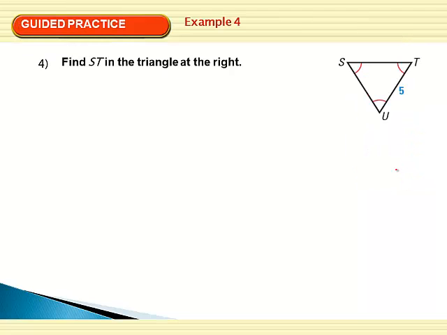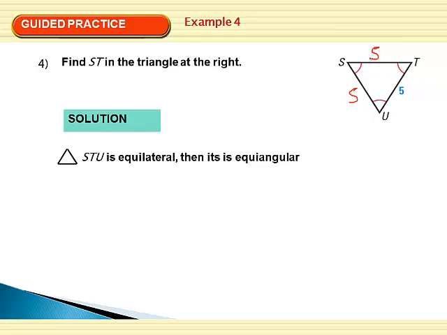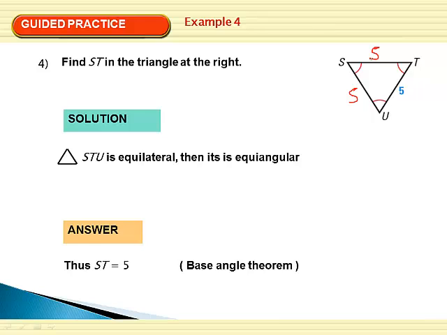Okay, in this one it says find ST in the triangle at the right. What is labeled is that angle S is congruent to angle T, which is congruent to angle U. Since all three of them are labeled congruent, we can automatically conclude that all the sides are going to be congruent. So if TU is 5, we know UT is going to be 5, we know ST is going to be 5. It says find ST, so ST is going to be 5. And again, because it's equilateral, then it's going to be equiangular. So we use, again, the base angles theorem a few times, and we can show that.